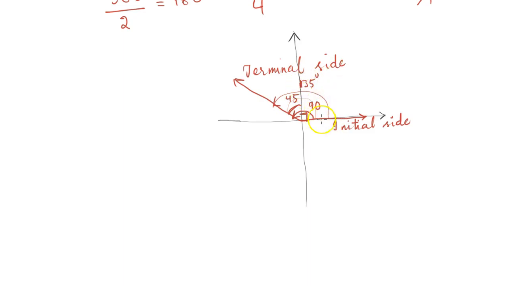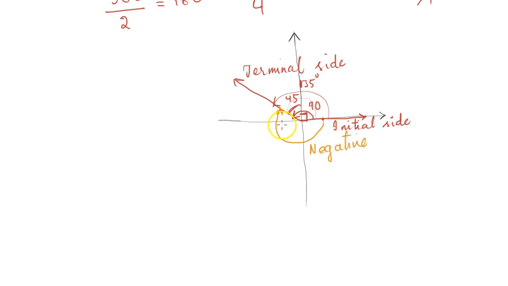By definition, I can start from the initial side and go in a clockwise direction, just like this. I can go in a clockwise direction until I reach that angle. And in this direction, I'm moving in a negative direction as opposed to the positive direction, which was the first case. So this is the negative direction.